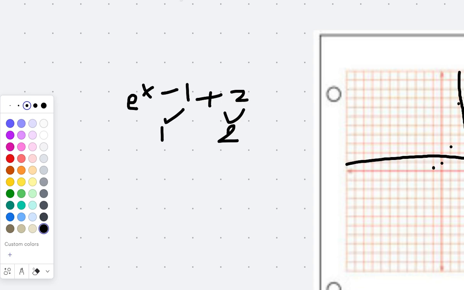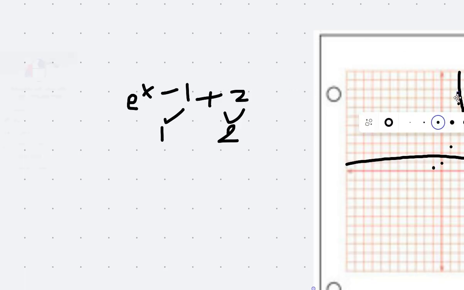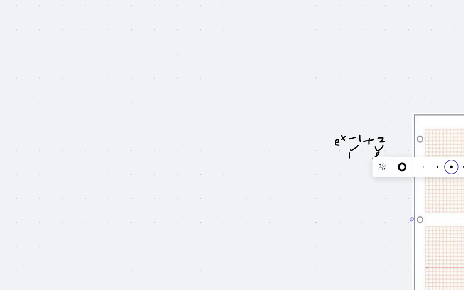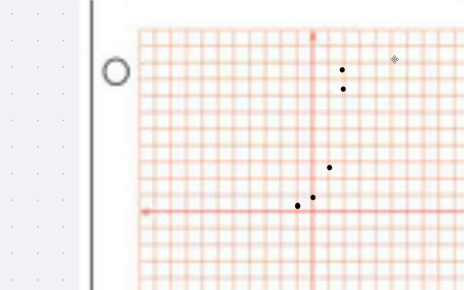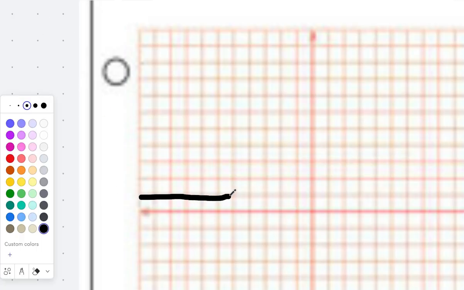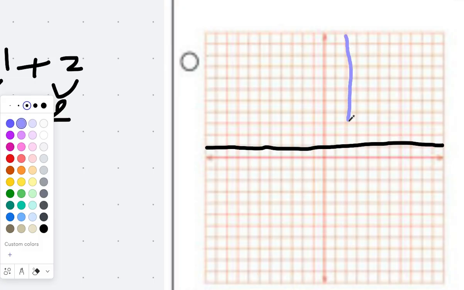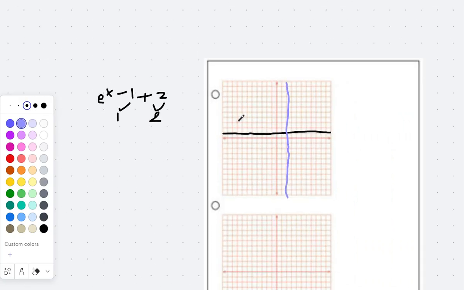Actually, no, I messed up there. That was a very bad mess up. Let me just go to the graph. Get rid of these random points. We don't need them anymore. So we need to graph our asymptote, which is 2. So yeah, that's about how it's going to go.